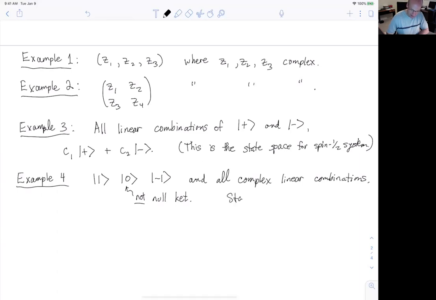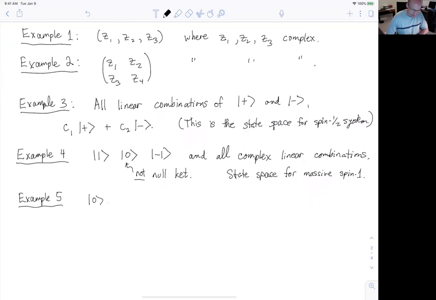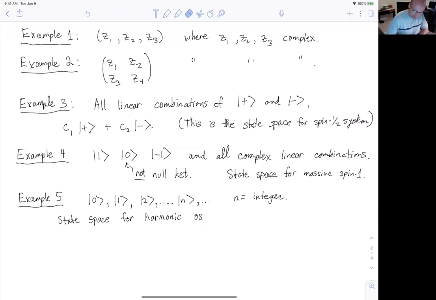So this is the state space for a massive spin one particle. A massless spin one particle actually has a different state space. Okay, let's do example five. Example five is going to be the kets 0, 1, 2, n for an integer n forever and ever. So n equals integer. And this turns out to be the state space, among other things, for the harmonic oscillator in one dimension. So we don't know that yet, but we will. We will prove that.